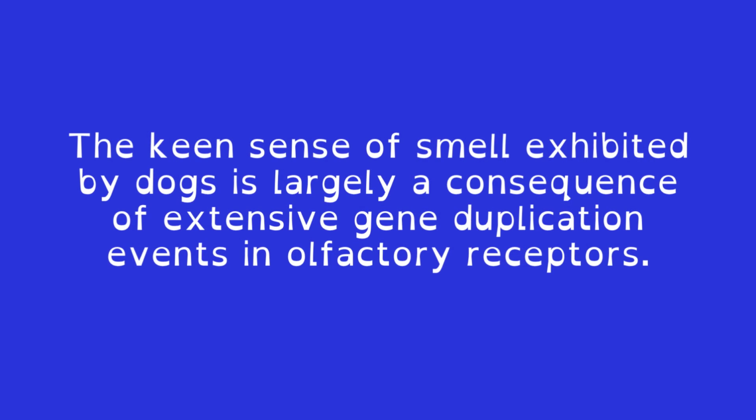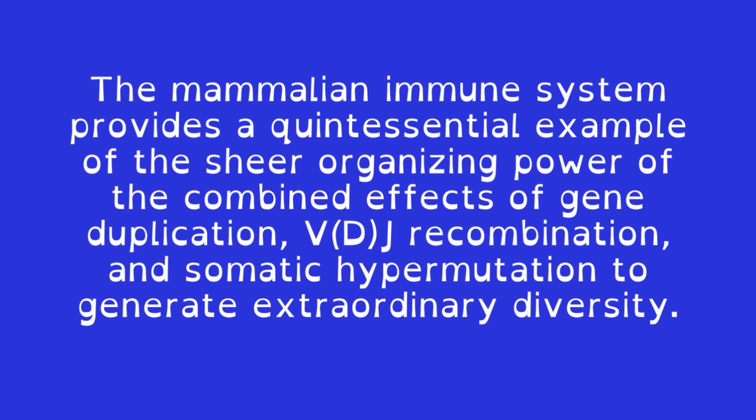The keen sense of smell exhibited by dogs is largely a consequence of extensive gene duplication events in olfactory receptors. The mammalian immune system provides a quintessential example of the sheer organizing power of the combined effects of gene duplication, VDJ recombination, and somatic hypermutation to generate extraordinary diversity.